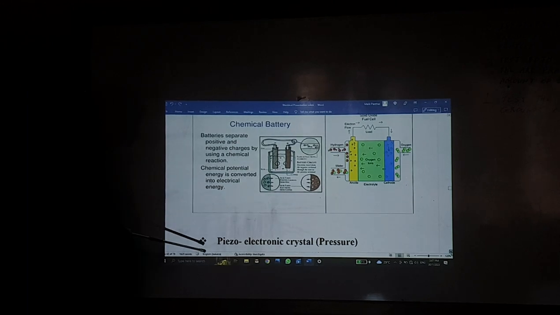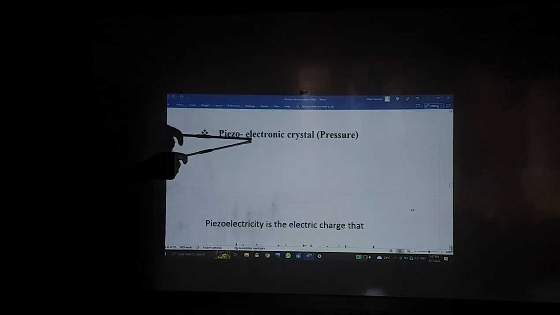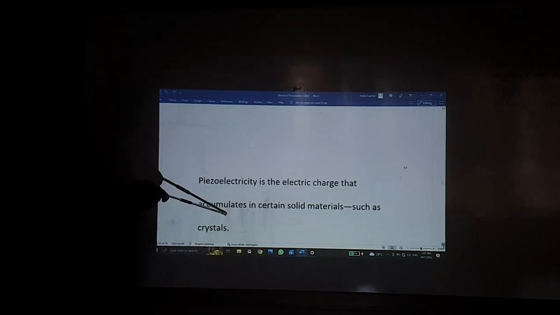Alright, let's go. Alright, how piezoelectric crystals work.